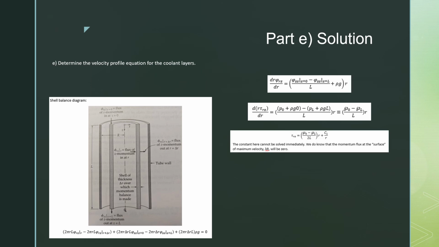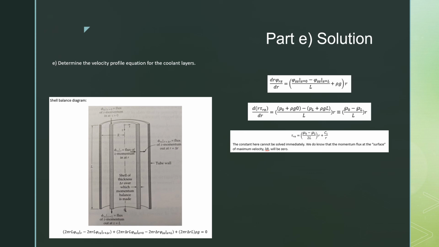So one thing they'll notice after they integrate that initial equation is that they'll have a constant which they have no way of determining at this time. So what they'll have to intuitively know is that at some point in the flow field there'll be a hypothetical surface, which will have a maximum velocity, where the momentum flux will be 0.